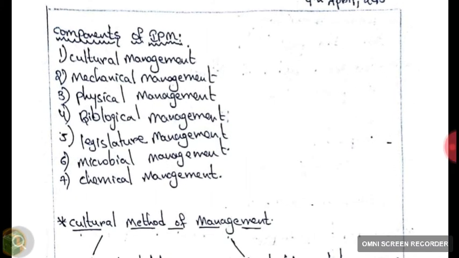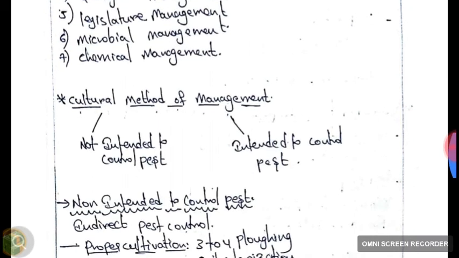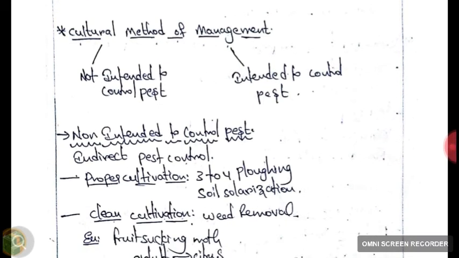There are several components of IPM. They are cultural management, mechanical management, physical management, biological management, legislative management, microbial management, and chemical management. We will see about the cultural management in detail. The cultural method of management includes two steps: methods non-intended to control pests, and methods intended to control pests.